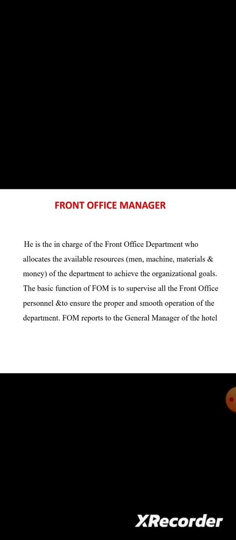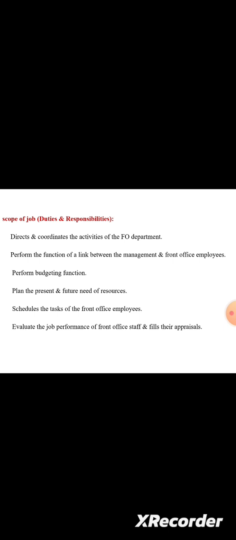The basic function of the FOM is to supervise all the front office personnel to ensure the proper and smooth operation of the department. The front office manager reports to the general manager of the hotel. Scope of job, duties and responsibility of front office manager: direct and coordinate the activity of the front office department. Second, perform the function of link between the management and the front office employees.